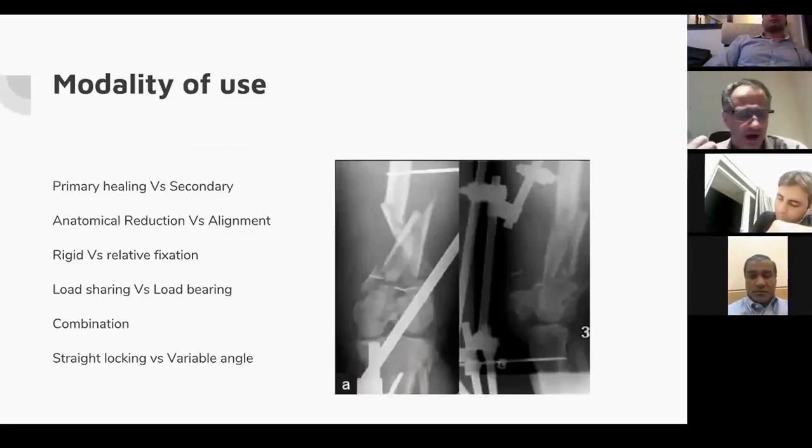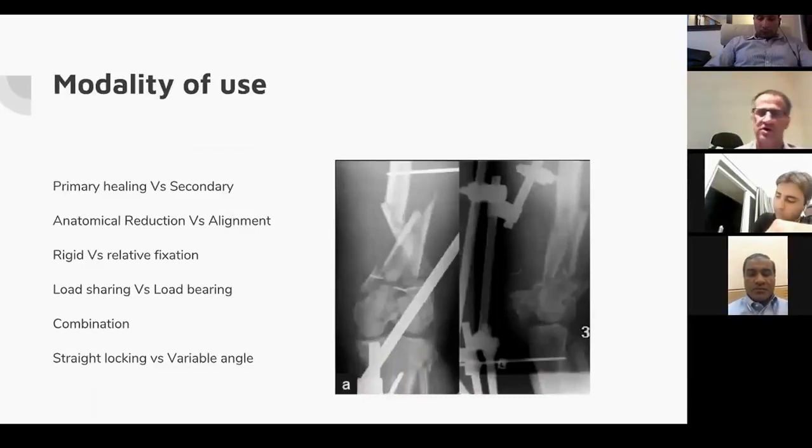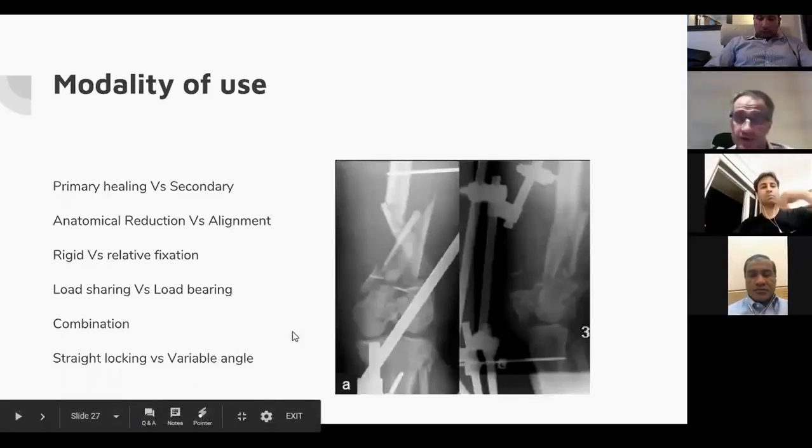So my approach to any fracture is, what is my intention? How am I going to achieve my intention? And how am I going to hold my intention until the fracture is healed? So you need to discuss things like primary healing versus secondary healing, anatomical reduction versus alignment, rigid fixation versus relative fixation, load sharing and load bearing, and combinations as demonstrated in the picture on the right. This one definitely needs combinations of different approaches.